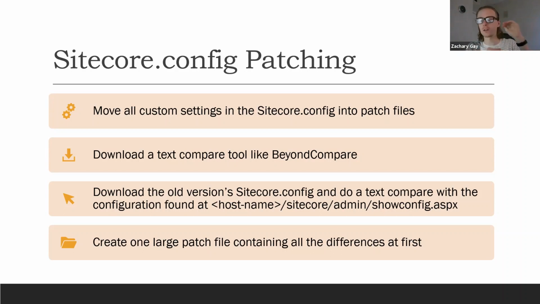Then you can find the differences, and then after that, you take those differences and just place them in one giant patch file. That way you have all the settings in one place. You know what's different from vanilla Sitecore, and you can kind of debug issues. So if you run into an issue with a setting, you can take it out and see if for sure that is the setting causing issues.